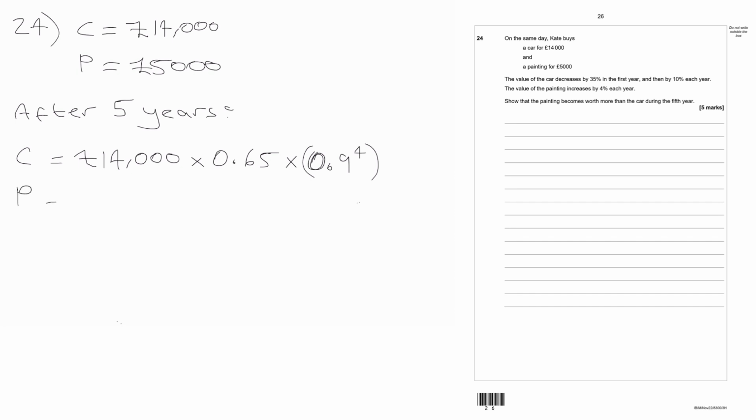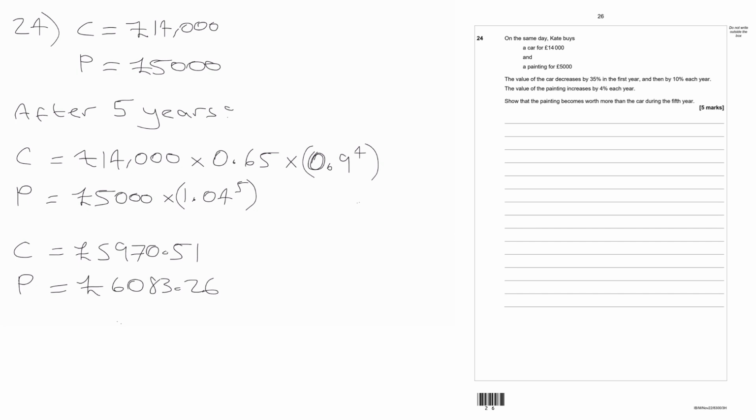Likewise, for the painting, it starts off at £5,000, and it increases by 4% each year, which is the same as multiplying this by 1.04, and it's over 5 years, so it's to the power of 5. So working this through, for the car, this is going to be equal to 5,970.51. For the painting, it's going to be equal to 6,083.26. So we can see here that the painting is in fact worth more than the car.